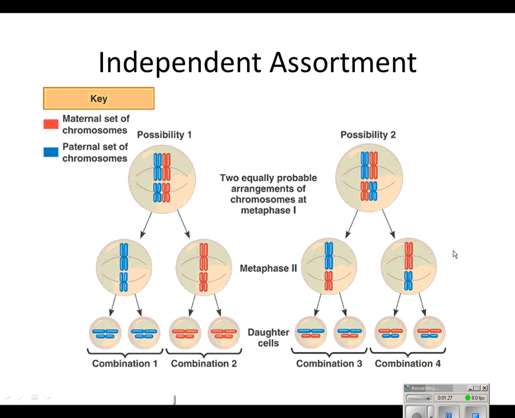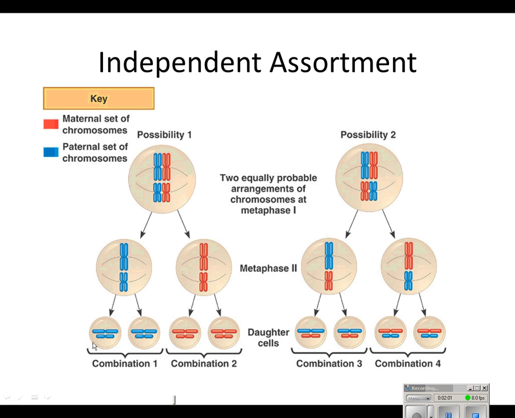The next way that we get genetic variation is independent assortment. So there's two possibilities here. In red, we have the maternal set of chromosomes, and in blue is the paternal, so mom and dad. What happens is during meiosis, the chromosomes are separated into separate cells. So this would be meiosis 1, and then this is metaphase 2. You see the chromosomes are lined up. And then as the chromatids are pulled apart, we can get different combinations of chromosomes in the new cells.